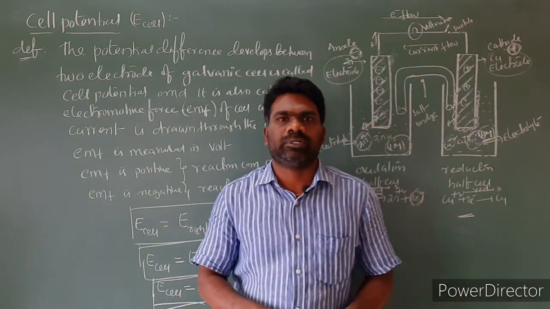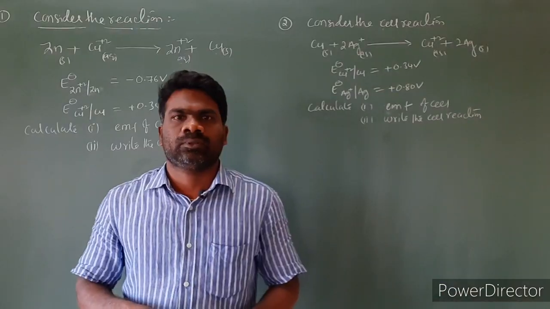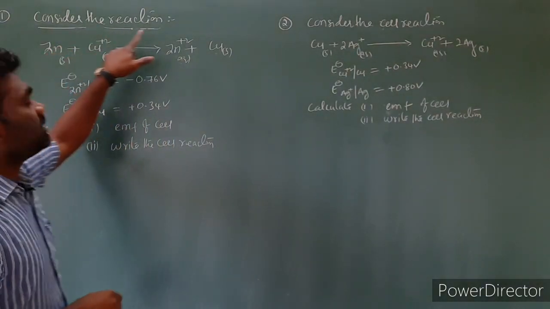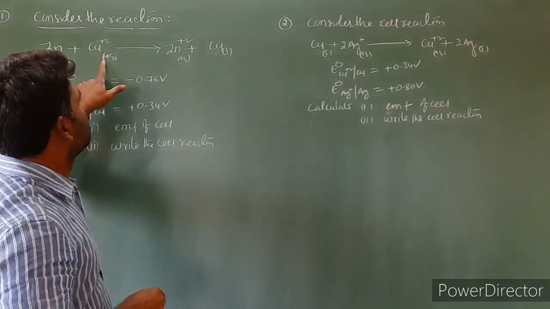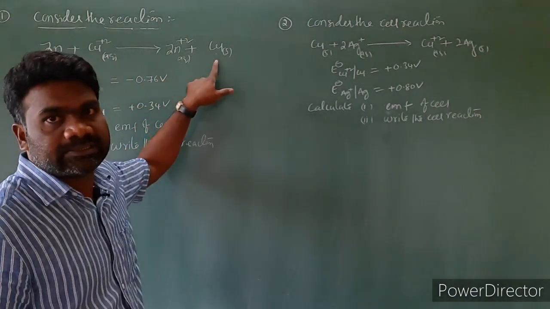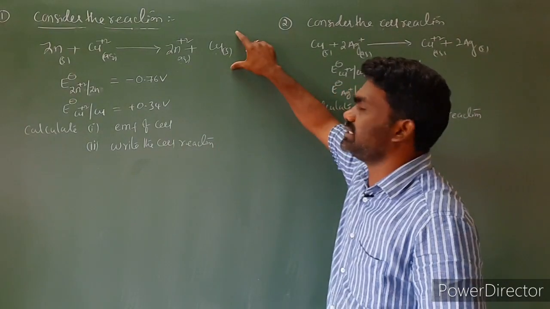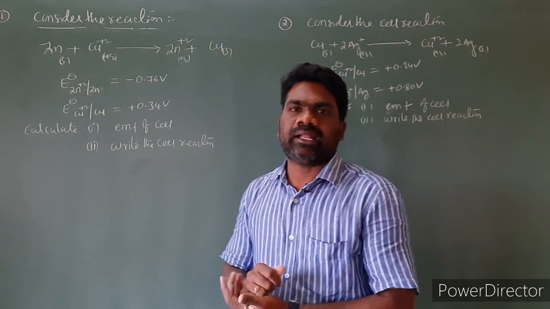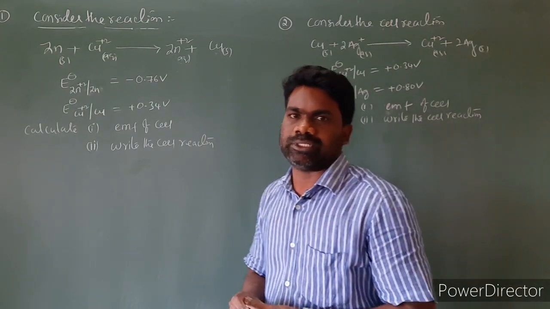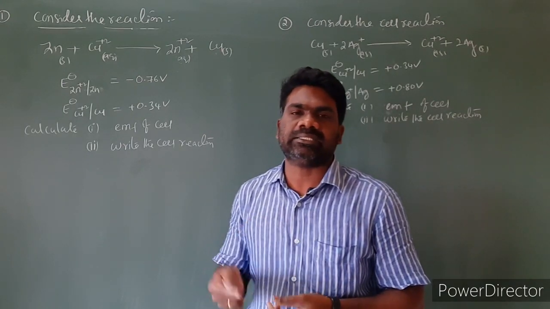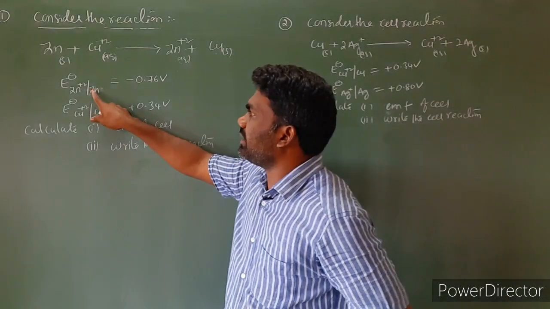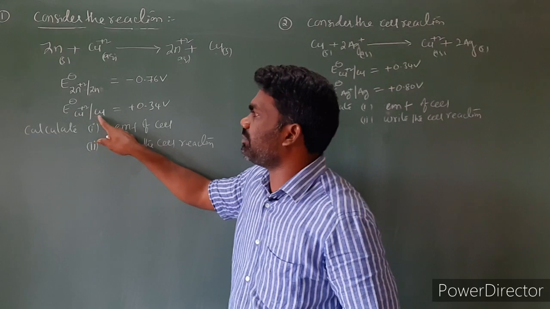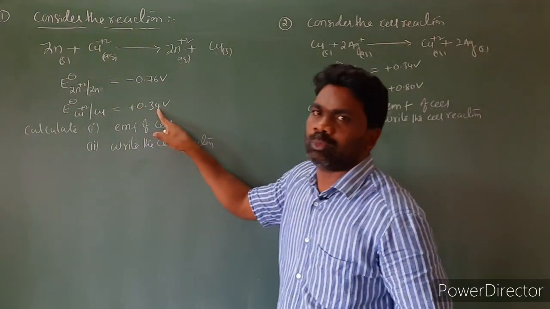Now let us discuss some problems based on cell potential. Next topic, problems based on cell potential. In problem number 1, consider the reaction Zn plus Cu2+ gives Zn2+ plus Cu. This is the cell reaction given to us. One more piece of data is given, the standard electrode potential, also called the standard reduction potential. The standard reduction potential of zinc is given as minus 0.76 volts, and the standard reduction potential of copper is given as 0.34 volts.